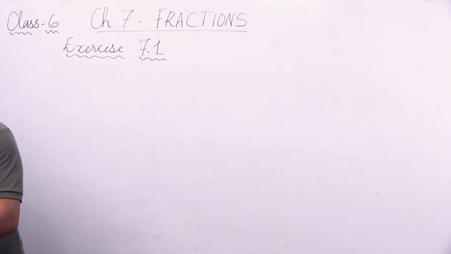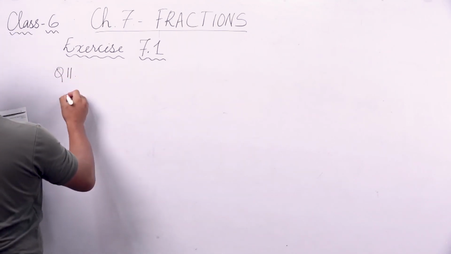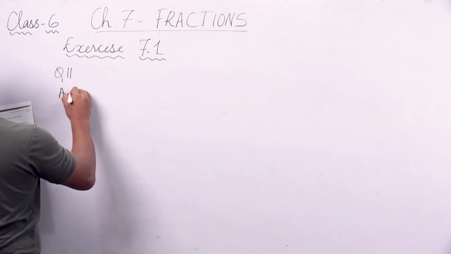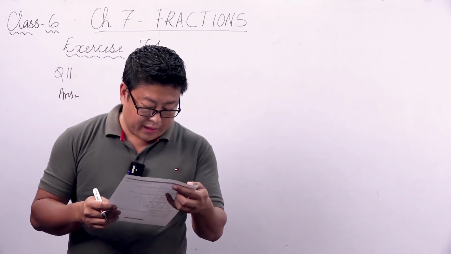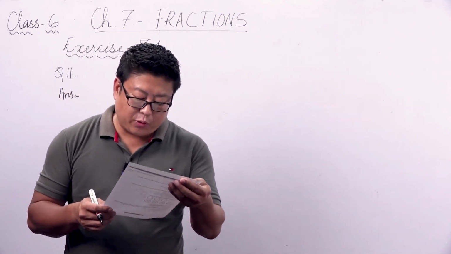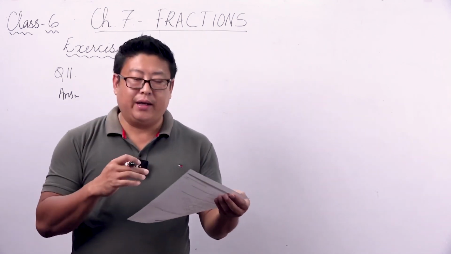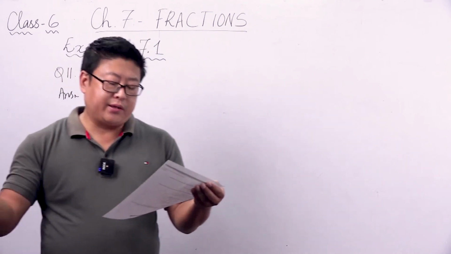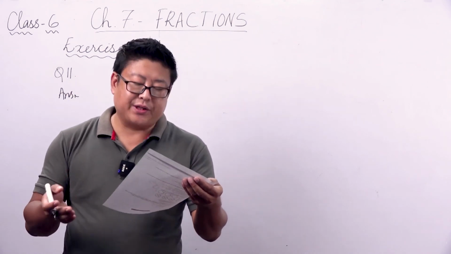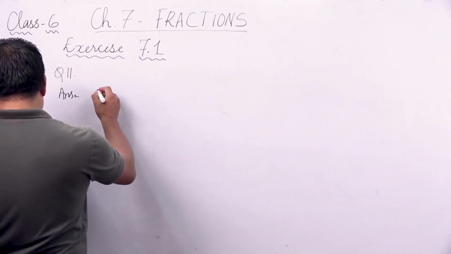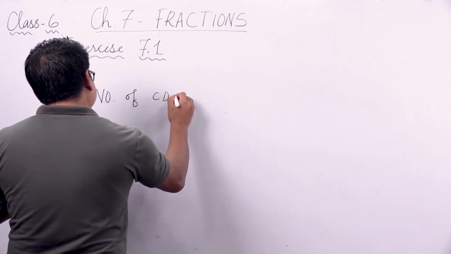Before we end the exercise, we have one more question. Question number 11. Let me read the question for all of us. Christine received a CD player for her birthday. She bought 3 CDs and received 5 others. She bought 3, and others gifted her 5 more. What fraction of her total CDs did she buy and what fraction did she receive as gifts?